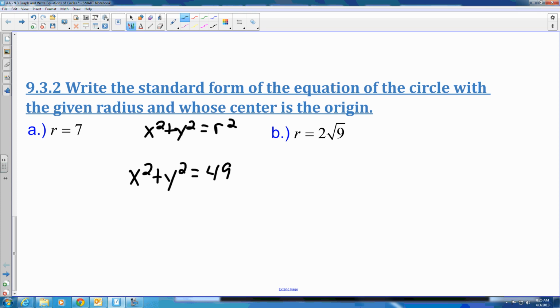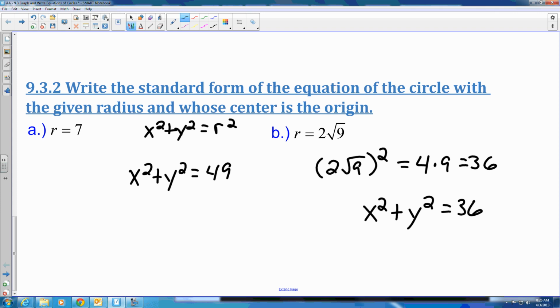For b, I know that r equals 2 times the square root of 9. So what I do know is that 2 times the square root of 9, if I were to square that, it would give me 4 times 9, which equals 36. And here I will be able to write x squared plus y squared equals 36. And that is being able to write the equations in standard form of a circle.